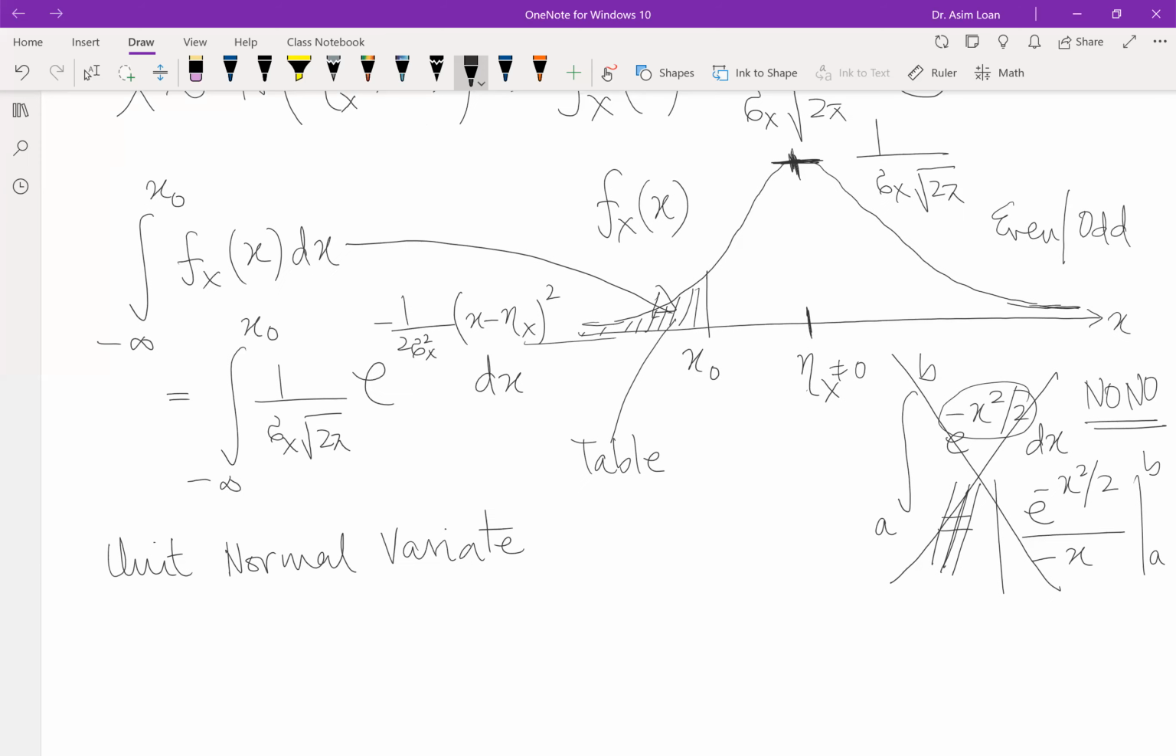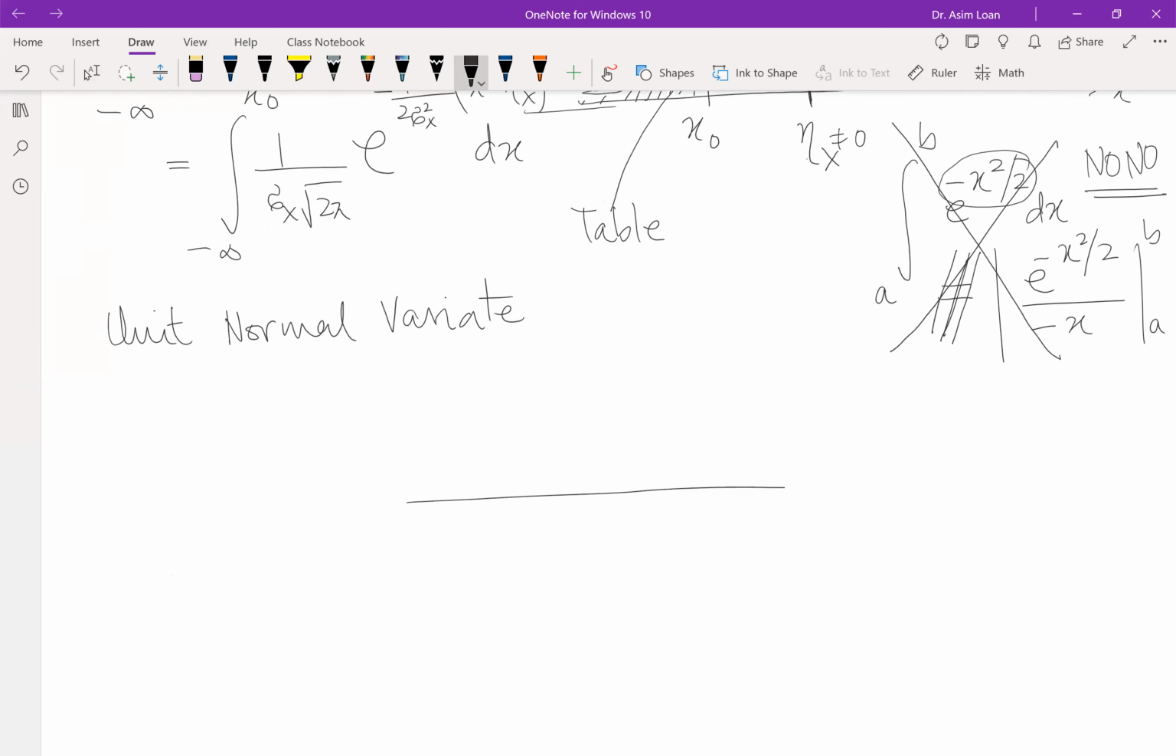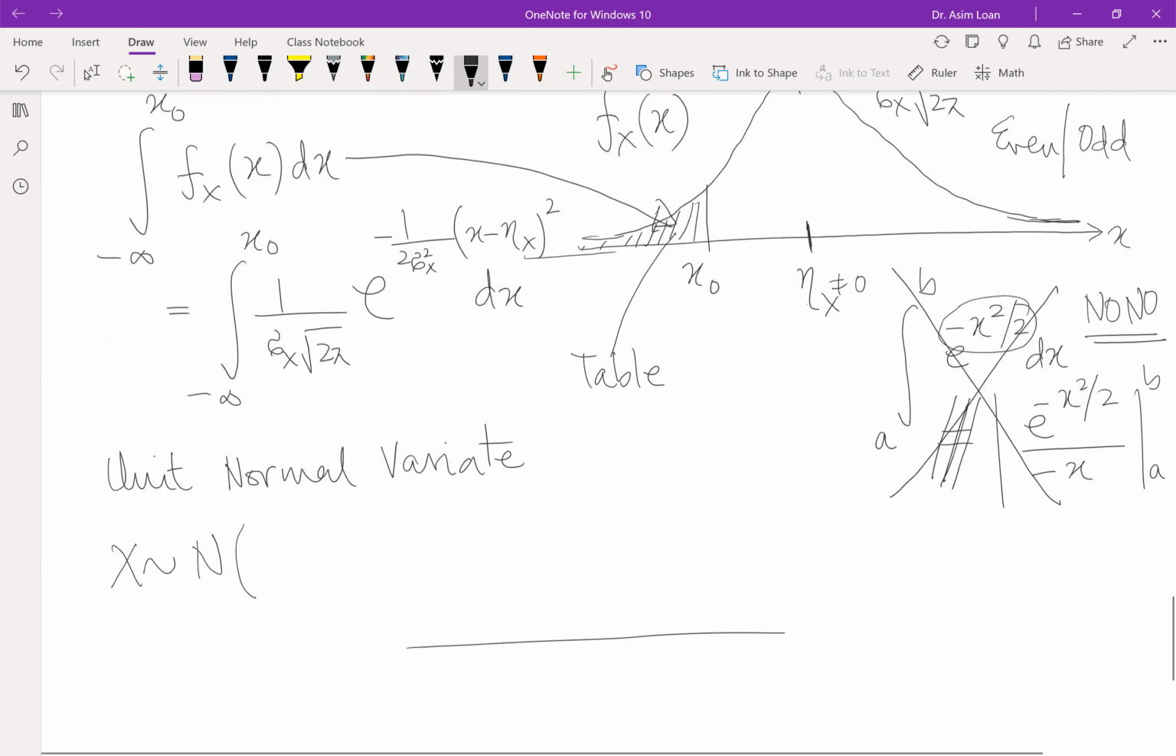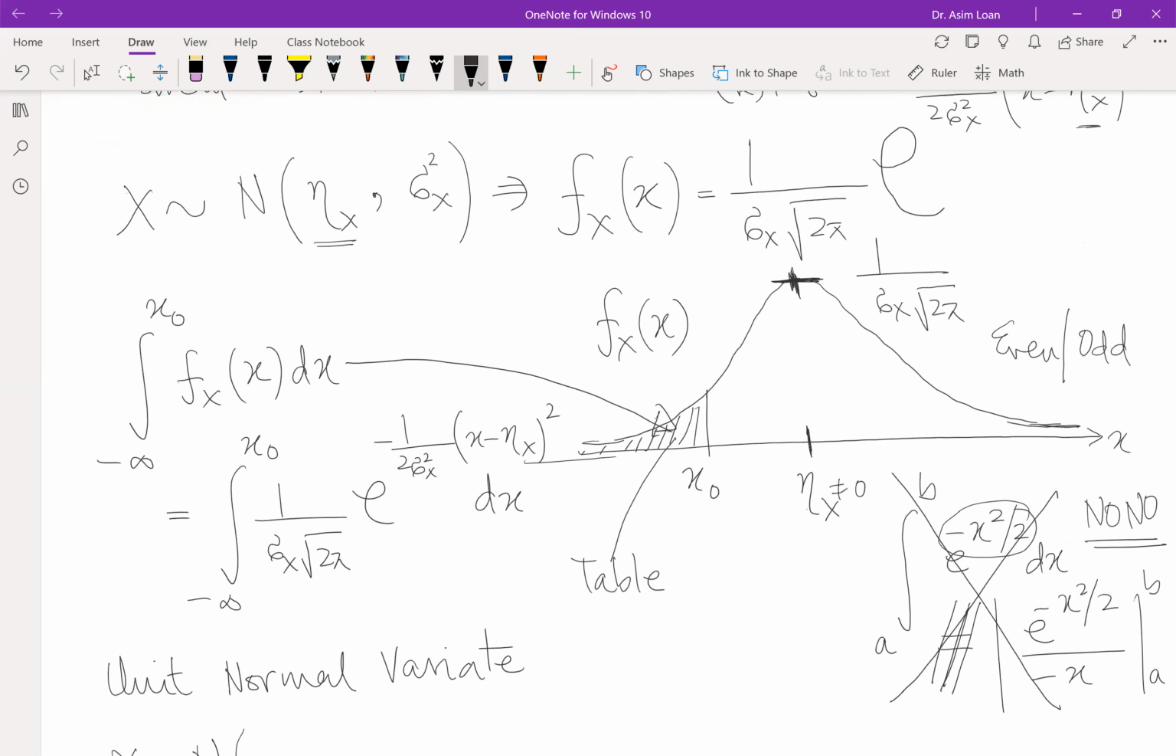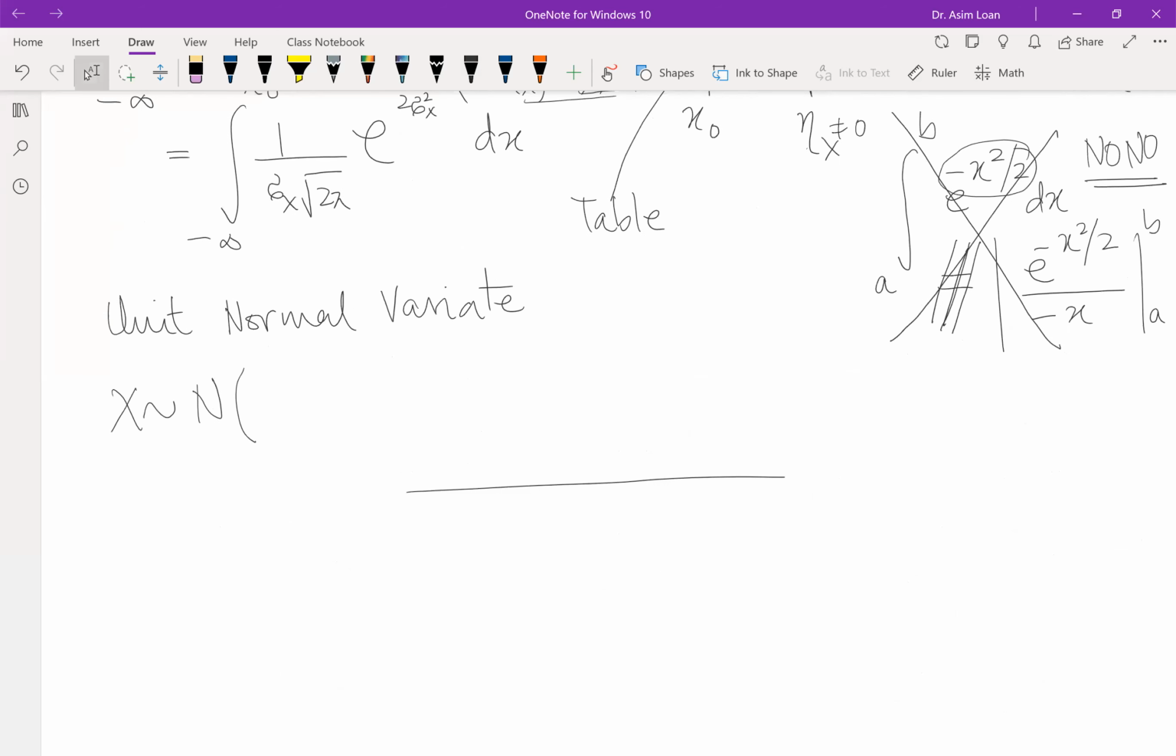So for the unit normal variate, you have X distributed as N(0, 1). This is the notation for the normal random variable. The first parameter here is 0 and the second parameter is 1. Just bear with me for a little while and then I'll tell you what these two numbers are. So 0 is eta x and 1 is sigma square x.